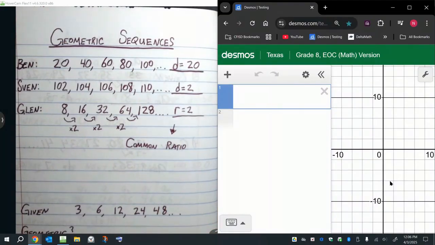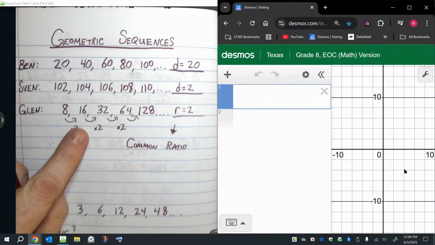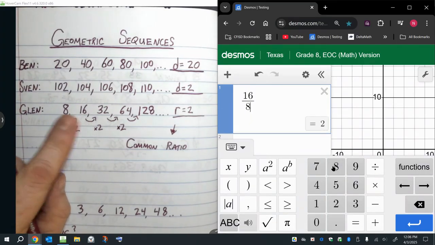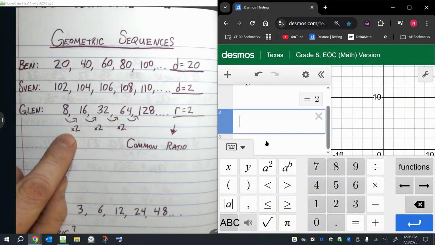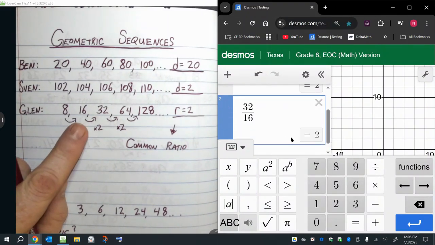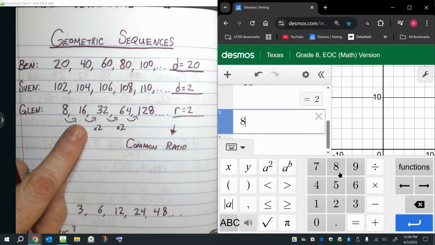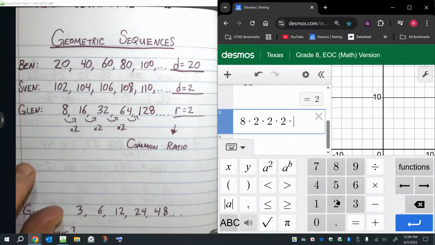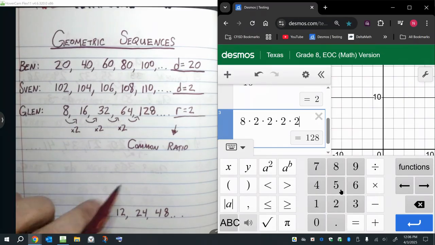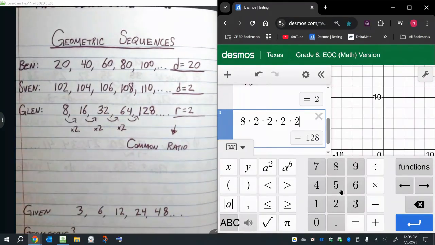Why is it a common ratio? Because if you're not sure how this is working, you take 16 and you divide it by the number previous. So there's your common ratio. Right? I could take 32 and divide it by the previous, and it would still give me 2. So in other words, if I take 8 and I multiply it by 2, and then multiply that by 2, and then multiply that by 2, it just keeps happening over and over again because all I'm doing is multiplying by 2. Okay? So that's a common ratio instead of a common difference.